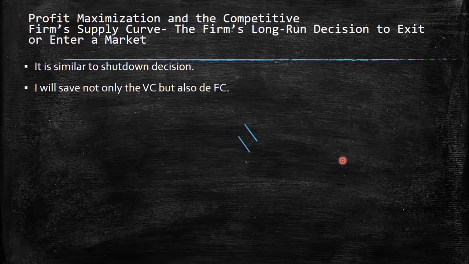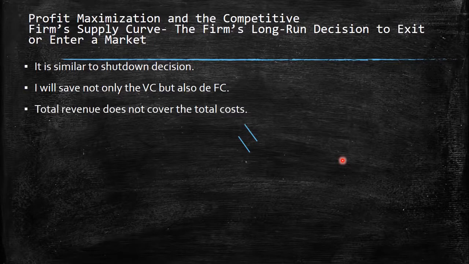So at this time, you will not have any costs at all. Here is the case where we start from the idea that the total revenue does not cover the total cost. So here we have total revenue smaller than total cost. Remember, the other one was smaller than variable cost. Then we operate the same.